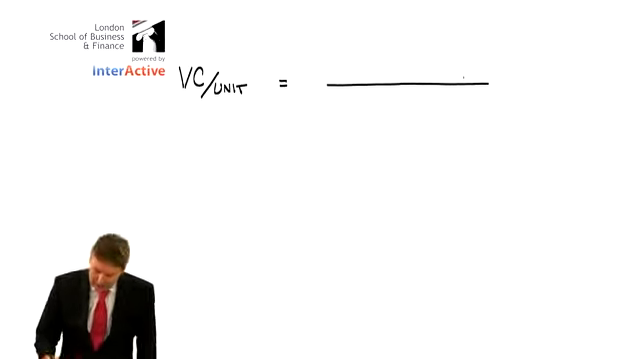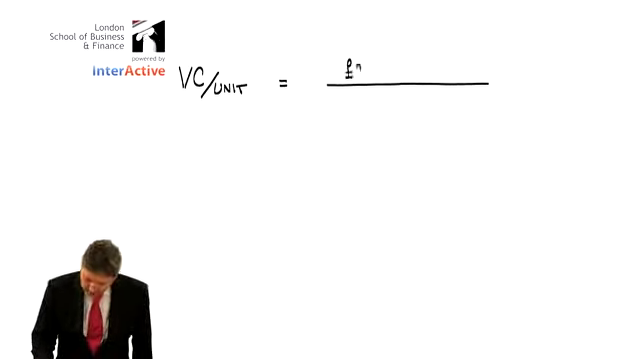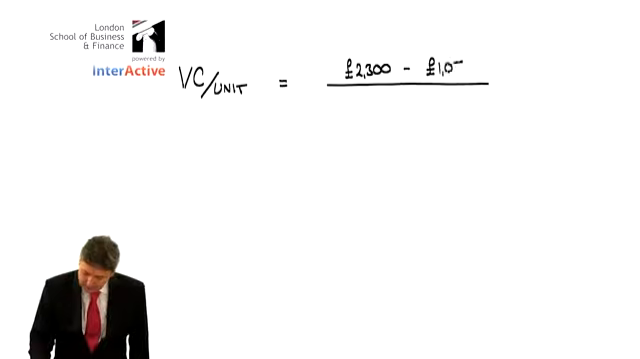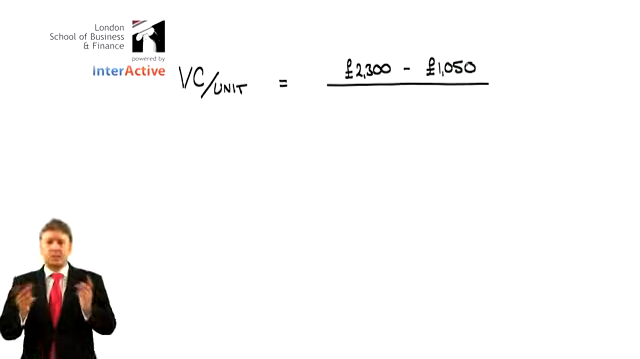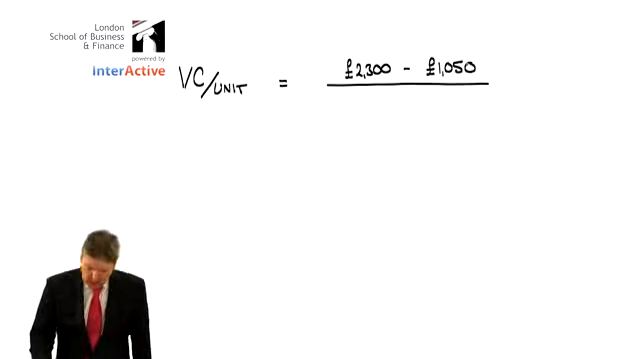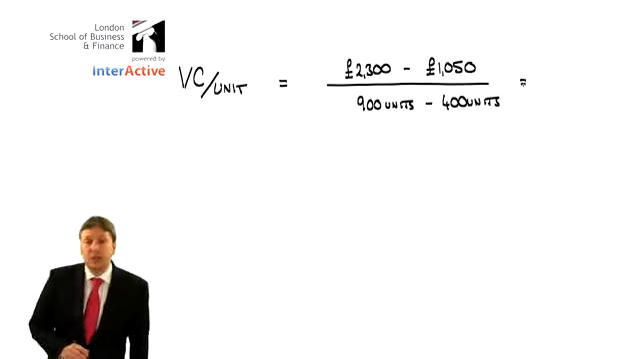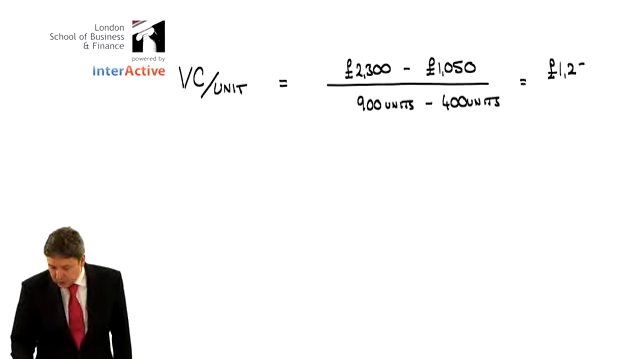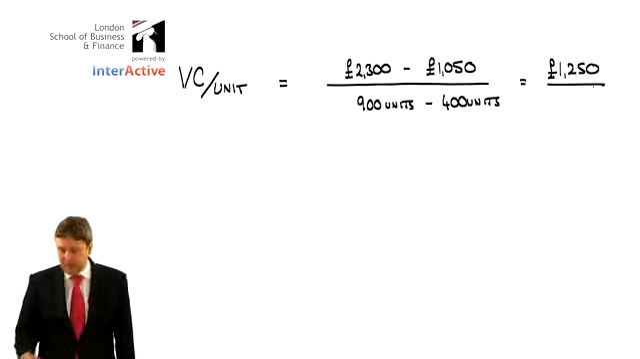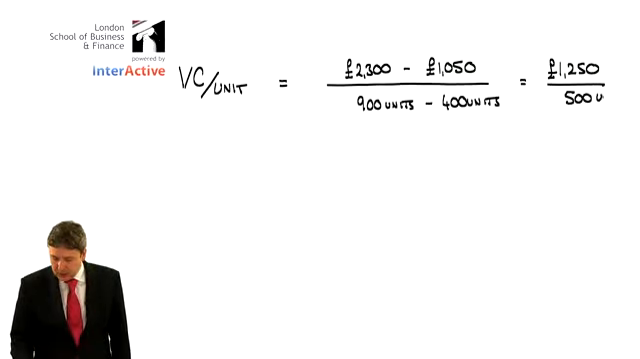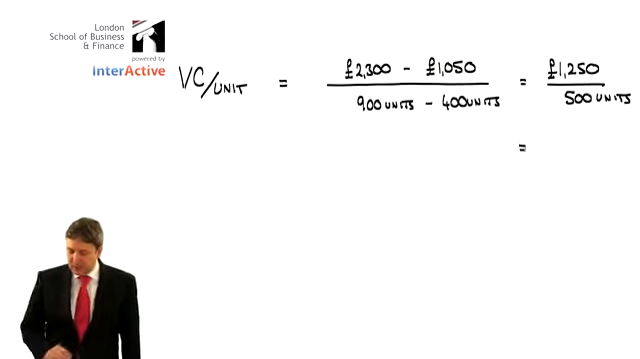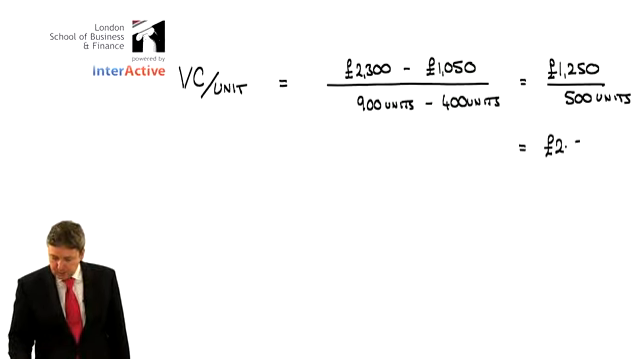What is the cost at the high level of activity? Well, the cost at the high level was 2,300 and the cost at the low level was 1,050. So the difference between the two, of course, is variable. The high level of activity was 900 units and the low level of activity was 400 units. So in simple terms, we're seeing that the cost is changing by £1,250 whilst the level of activity is changing by 500 units. Hey presto abracadabra, we see that the variable cost per unit is £2.50.